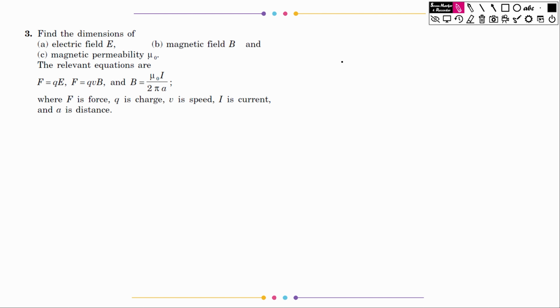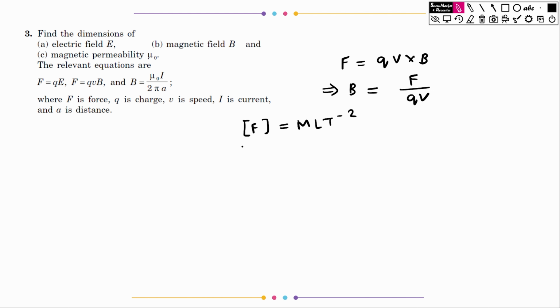Now we got the equation F is equal to Q V cross B. So taking B on the left hand side, we can rewrite the equation as F divided by Q into V. Now we have to find the dimension of magnetic field B. So on the right hand side, first we have force, and force is denoted by MLT to the power minus 2. Then we have charge Q.